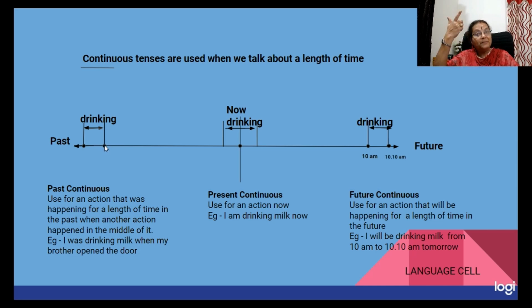You remember the previous one we learned, the simple tense? It's one point. This is for a period. Now see the present one. Now drinking. Okay? Present continuous.